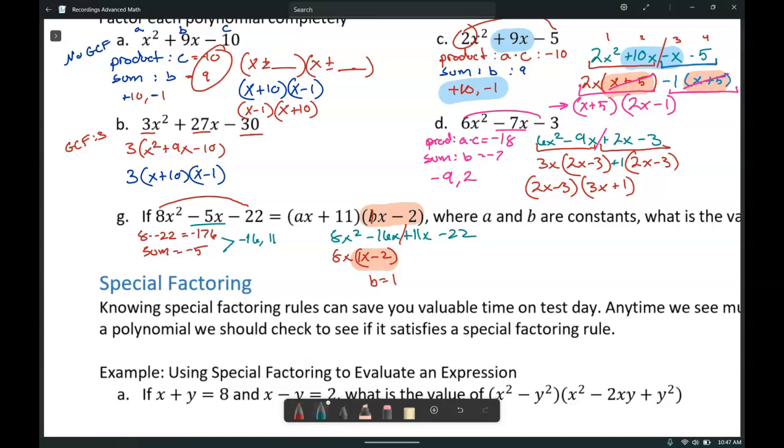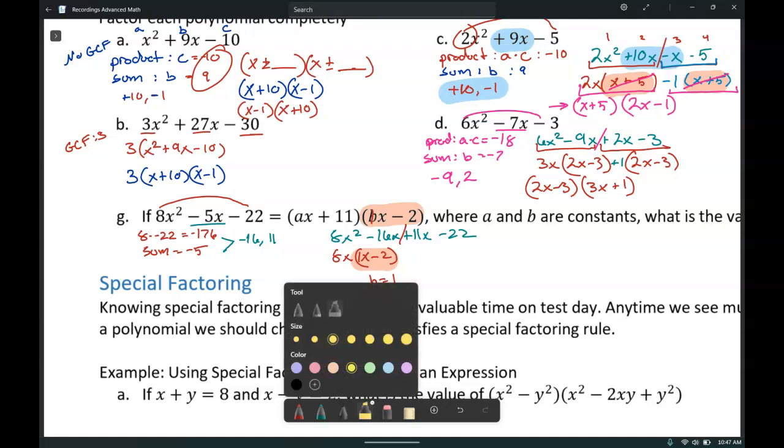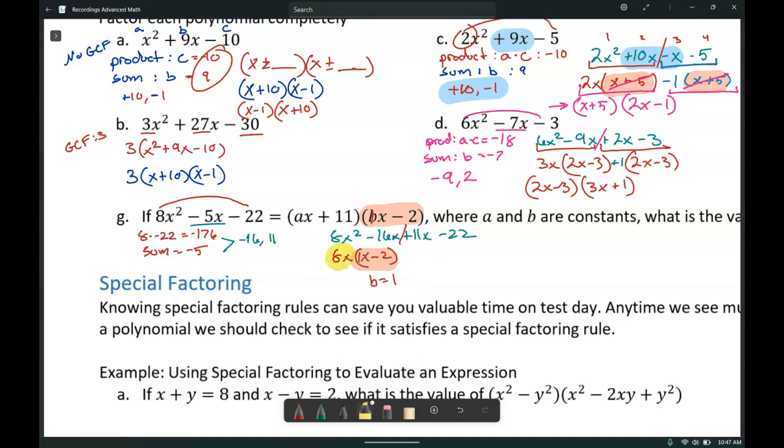The second thing we can notice is that this is the first term of our second factor, which means that it has to be the first term of the other factor given here. So we know that 8x equals ax, therefore a has to equal 8. So we now have enough information to evaluate a minus b. It's 8 minus 1, which equals 7.